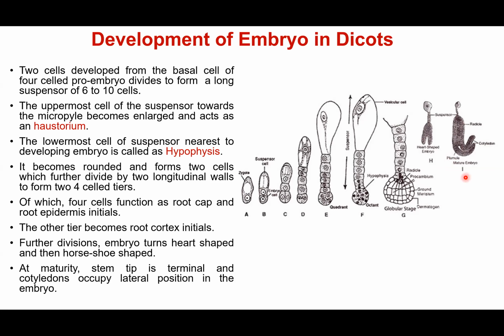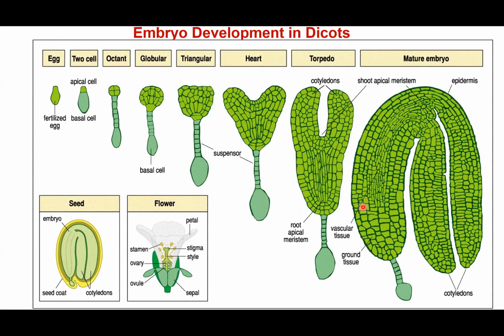Okay, so when you look at the embryo development, it looks like this. So here you can see you have a fertilized egg or a zygote, you have an apical cell and a basal cell. Here all the divisions are inverted from what we just saw. So first you have a quadrant stage, which is not shown here. Then you have an octant stage. Then you have a globular stage. In between you also have something called a triangular stage. Then you have a heart-shaped stage. Between the heart-shaped and horseshoe-shaped stage, you have something called a torpedo stage.